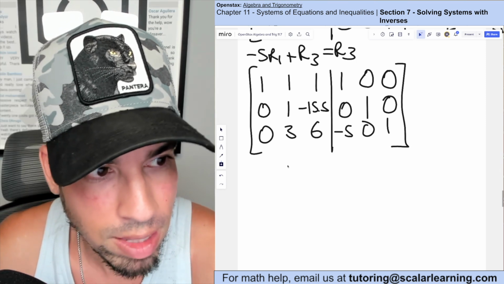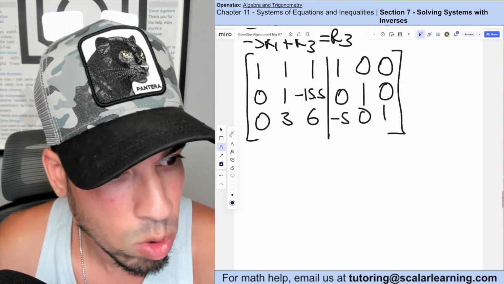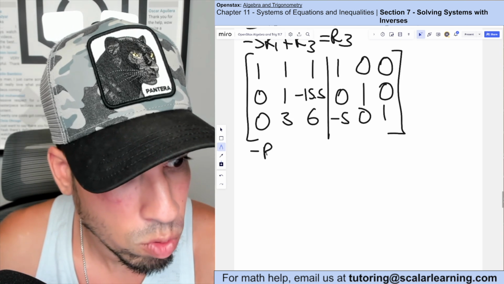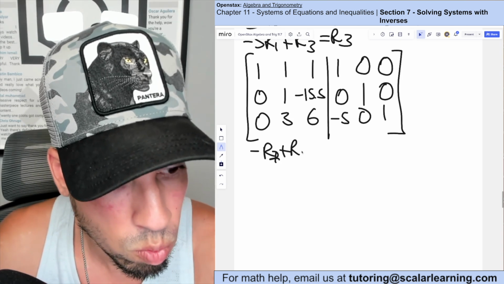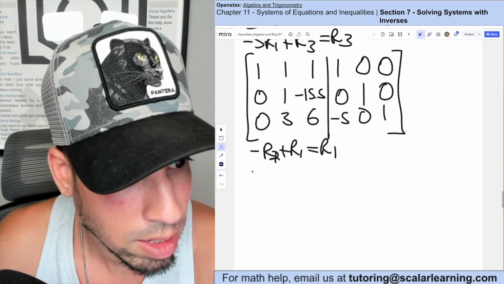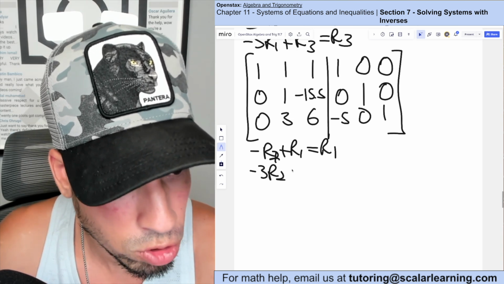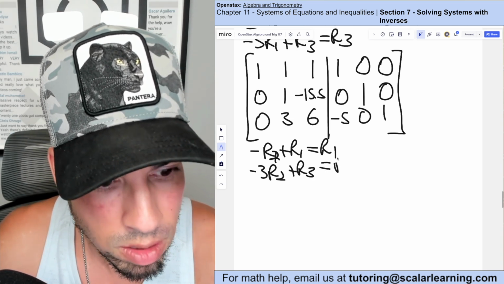So now I got to flip that and that to 0. Let's do that in one move. So I got negative row 2 plus row 1 to get a new row 1, and negative 3 row 2 plus row 3 to get a new row 3.